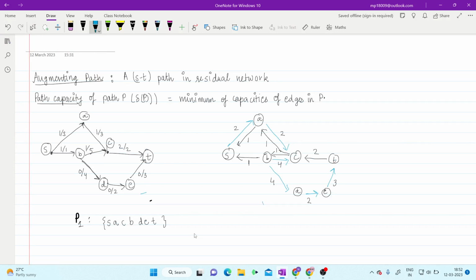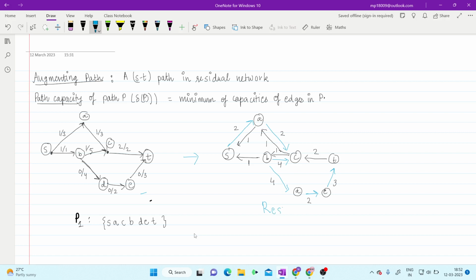Now, this is the residual flow with respect to this graph. So what I have done, this was a flow diagram, and like we did for the previous example, we have constructed a residual flow graph. So what is the augmenting path?